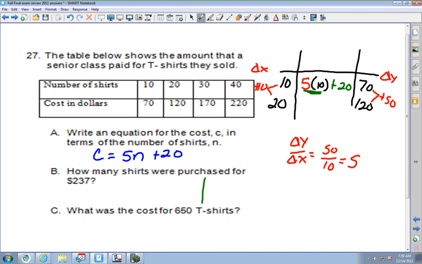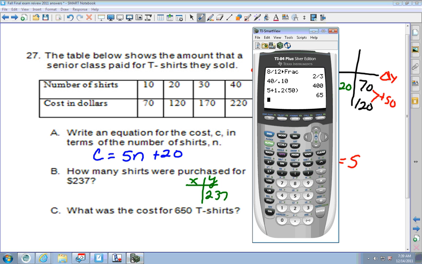Well, if you think about that, where do we put the dollar amounts? Do we put them in the X column or the Y? You put them in the Y. It's 237. So if I go up here and go into Y1 and I put 5x, not n, in the calculator, plus 20, for a second graph, I'm looking for 237. I'm not quite sure why they gave us that number because it's not going to work out evenly.